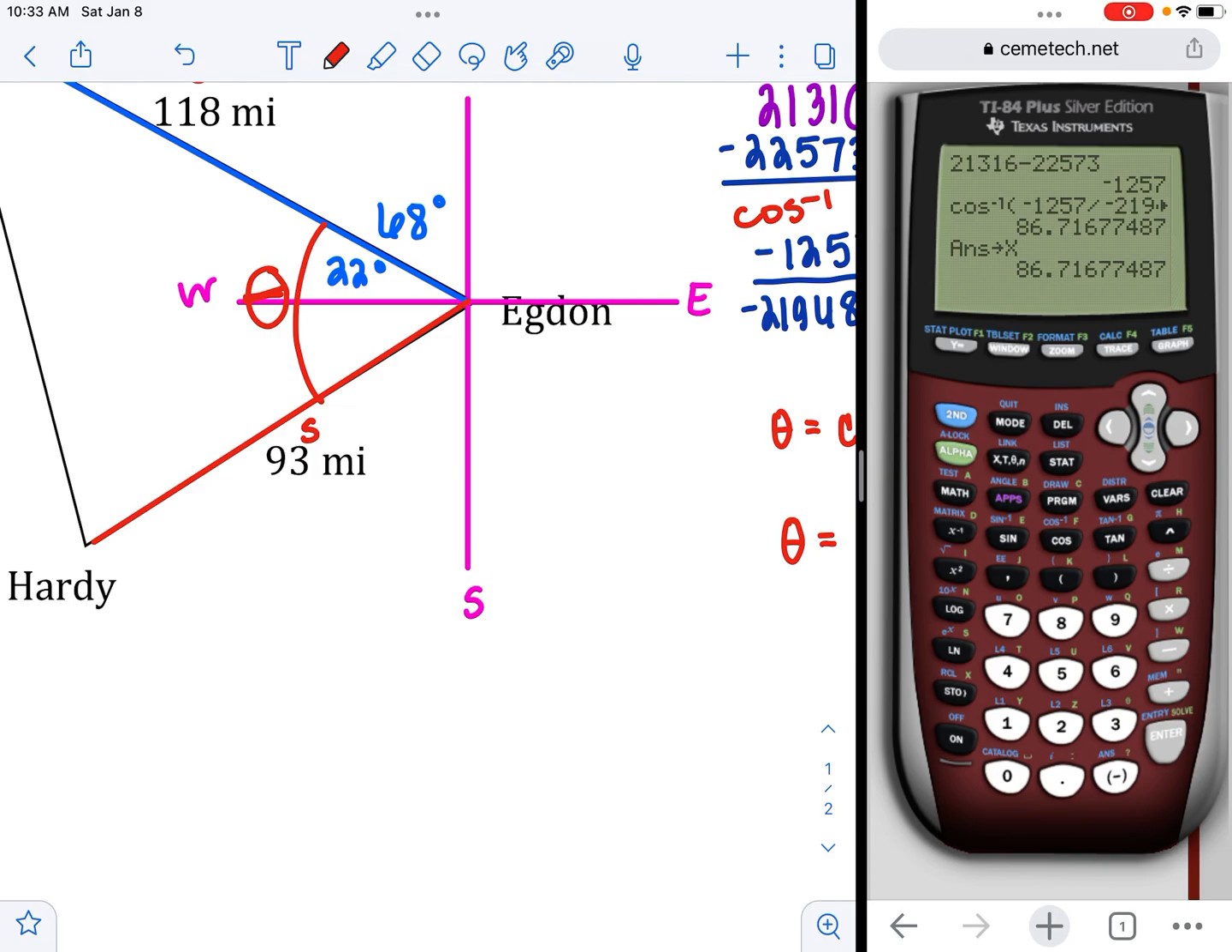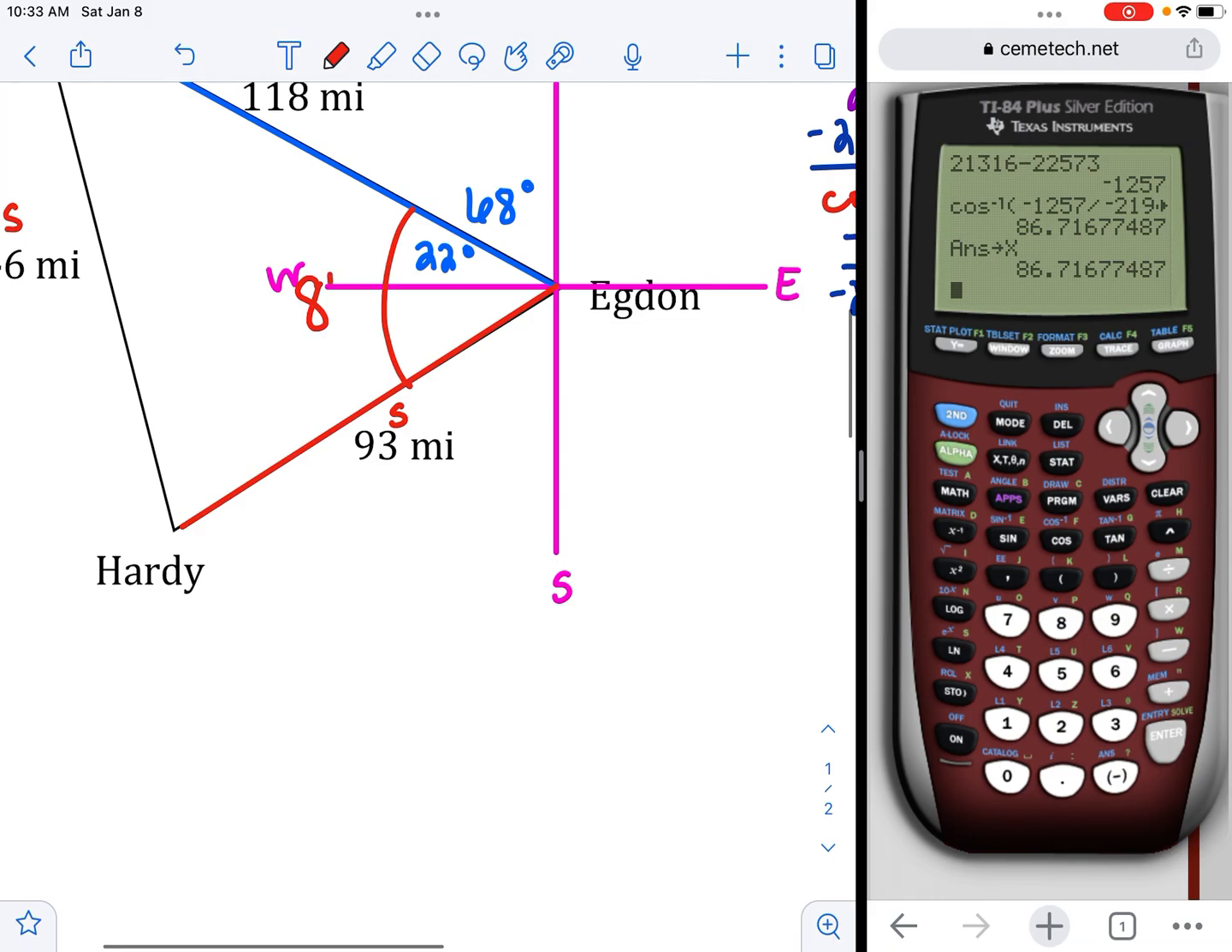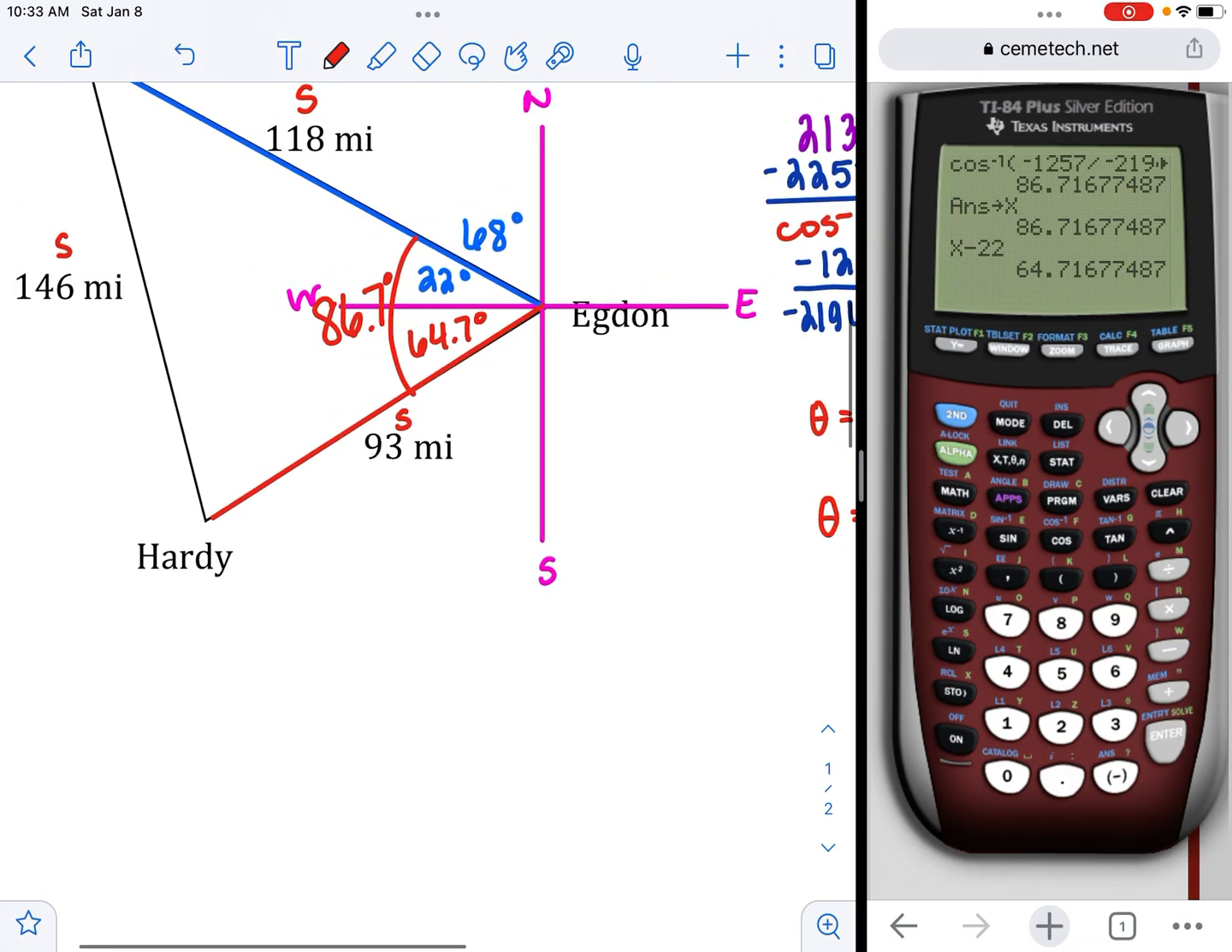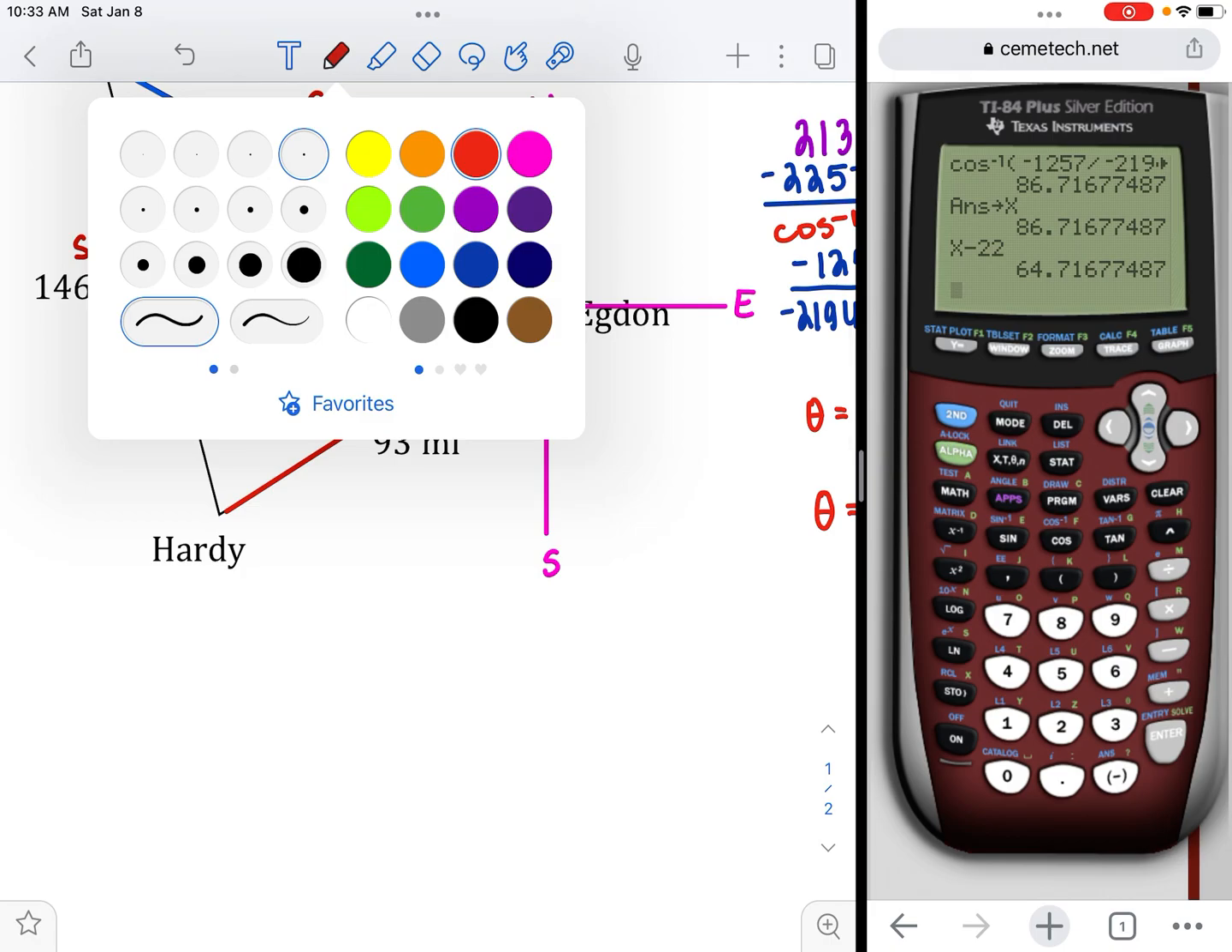So I want this course right here in red, which I just highlighted again, which might be hard to see since it was red on red. So I highlighted it in yellow. So I want to find that course right there. Okay, so instead of calling this theta, I can say that this angle is 86.7. Now I can find this little angle right here. So 86.7 minus 22 is 64.7 degrees. And now I can state what that course is.